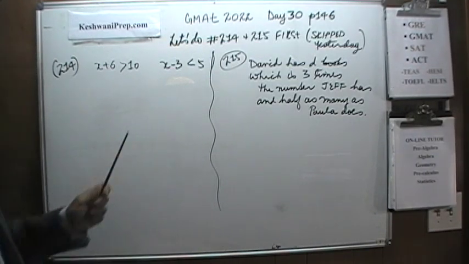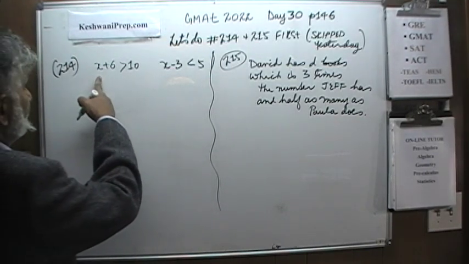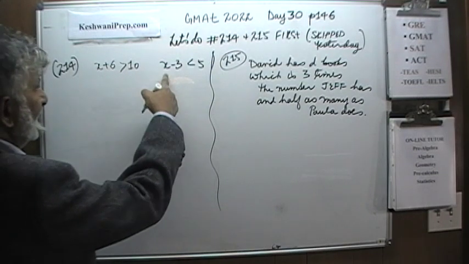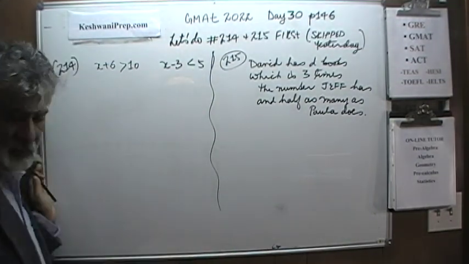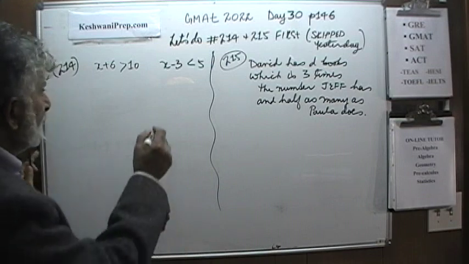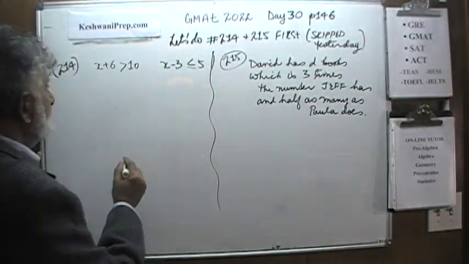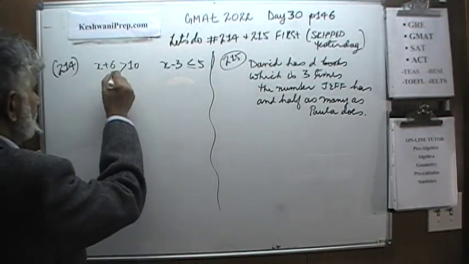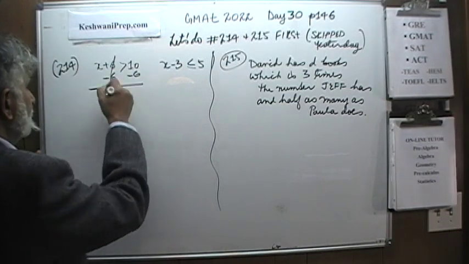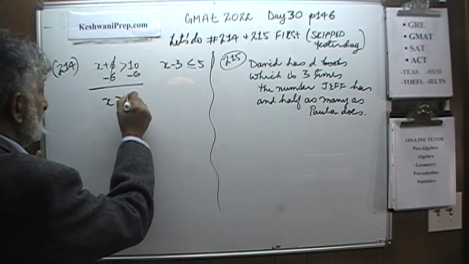So here are the two inequalities. We are told that x plus 6 is greater than 10 and x minus 3 is less than or equal to 5. That's important here. So let's subtract 6 from both sides. The 6 is going to drop out, and this tells us that x has to be more than 4.